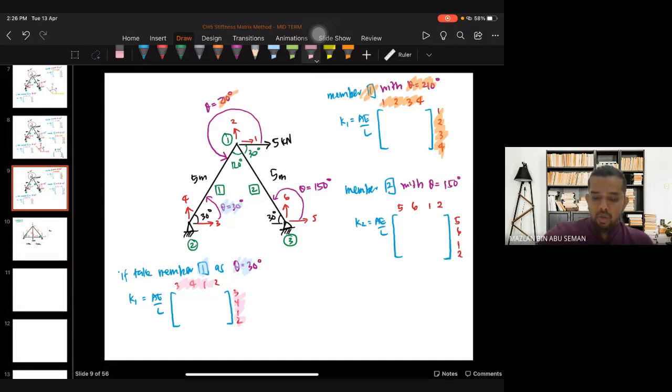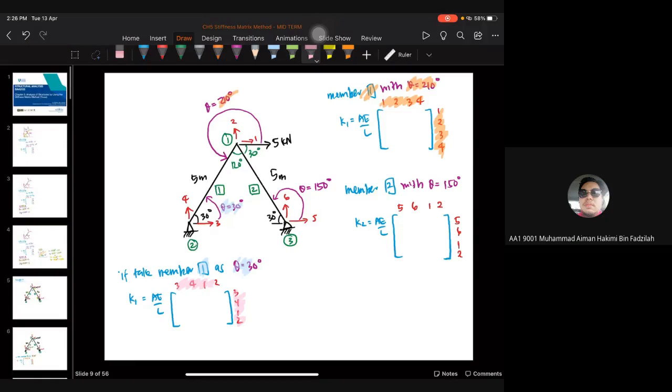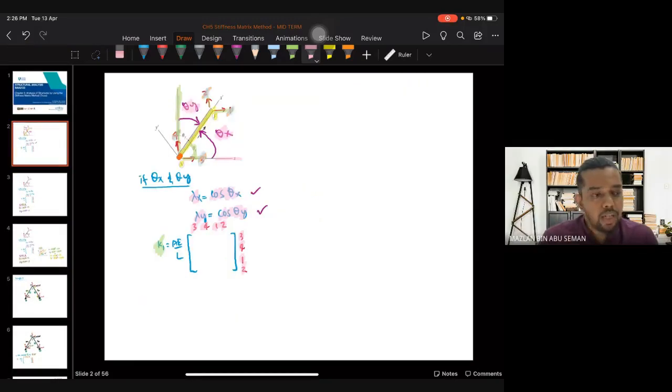Okay, so I think it's clear. No more questions. No more questions, okay? So try to do example 4. Later on, each group, please share in Padlet. I want to check that. All right?